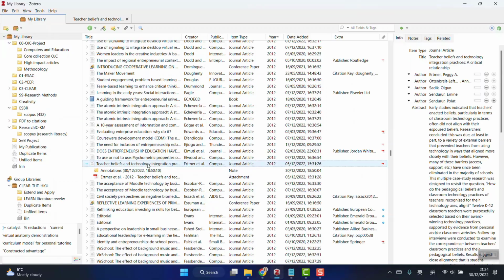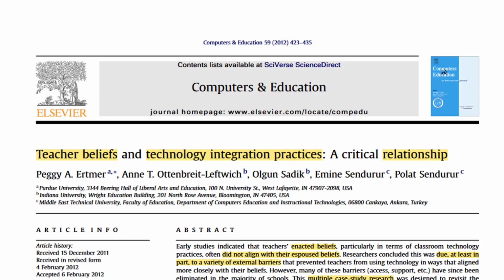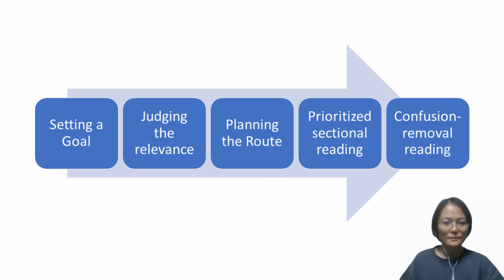Once the record has been added to the library, you can easily add a PDF file to it and open the file to annotate. Before diving into the PDF file to annotate and read, I would like to introduce 5 steps of reading.